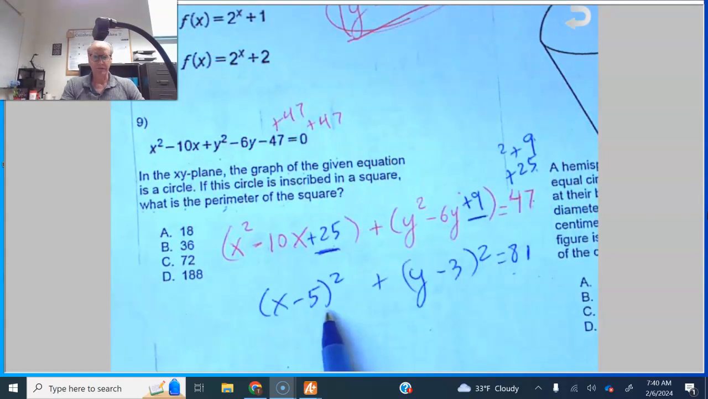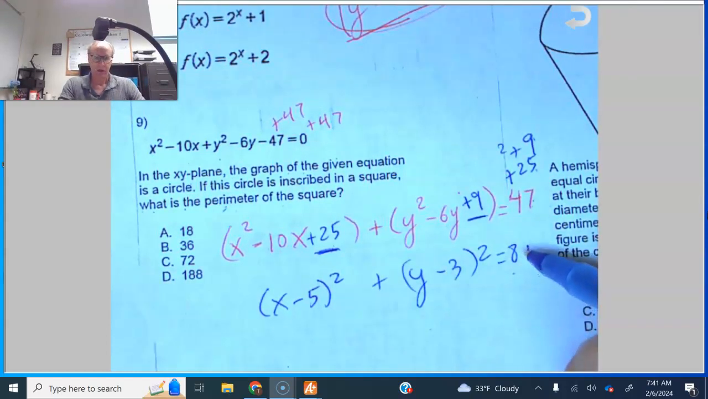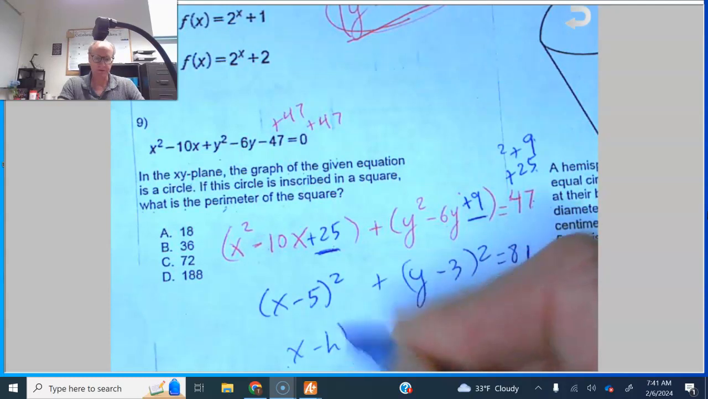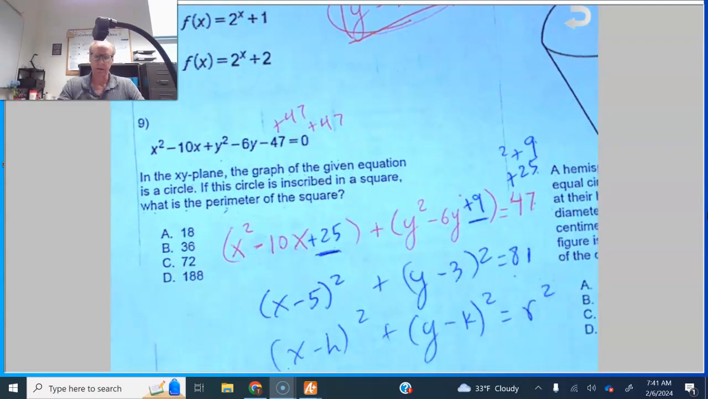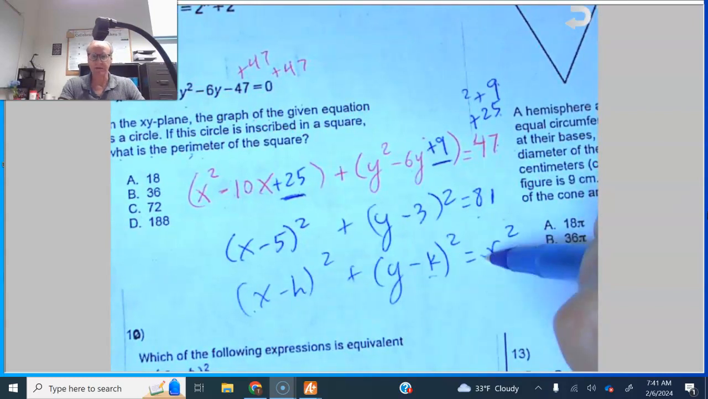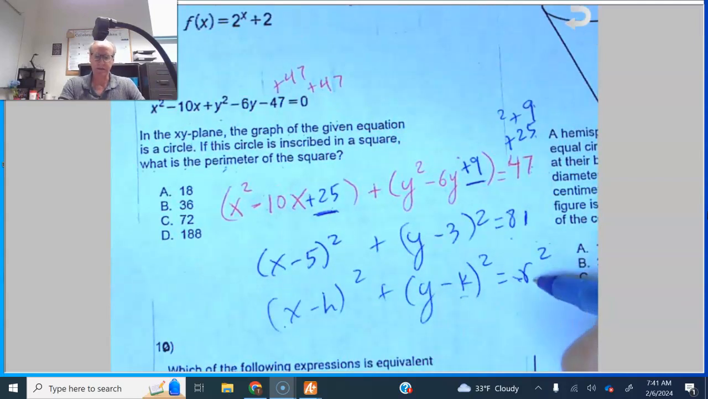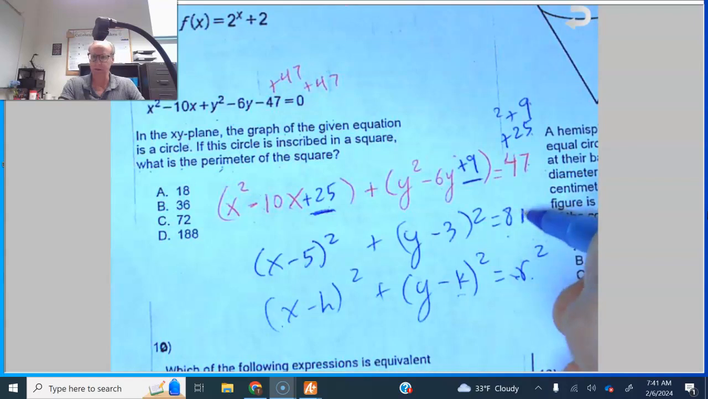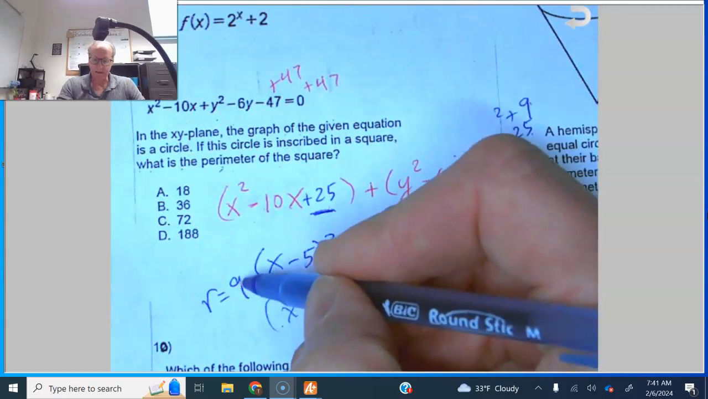Okay, so if I were to read this function right here, this is called a standard form circle equation, where we have x minus h squared plus y minus k squared equals r squared. R is the radius, k is the y value of the center, and h is the x value of the center. Anyway, it's centered at (h, k), and it has a radius of r. If the circle is inscribed in a square and its radius is 9, because r squared is 81, so the radius of the circle is 9, then that's the radius of the circle.